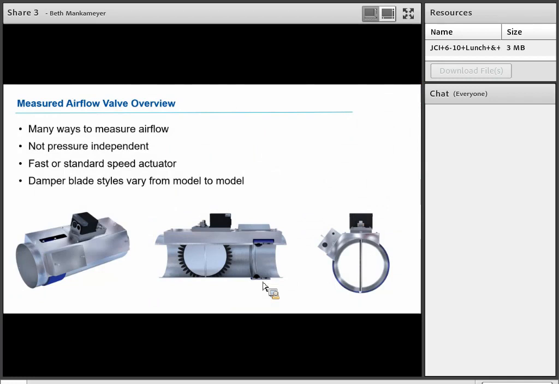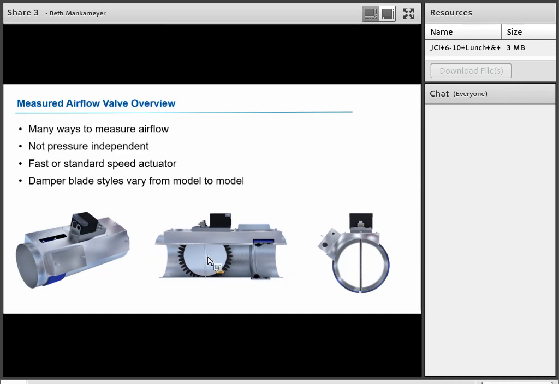With these, there are many ways in the industry to measure airflow. You're seeing one right here, where there are two different pickups taking a differential pressure, and it's going to send a signal to the actuator to move this blade. These are not mechanically pressure independent. Because they don't have that cone and spring assembly, they do rely on the measurement of the air to send a signal to the actuator. So they are not mechanically pressure independent.